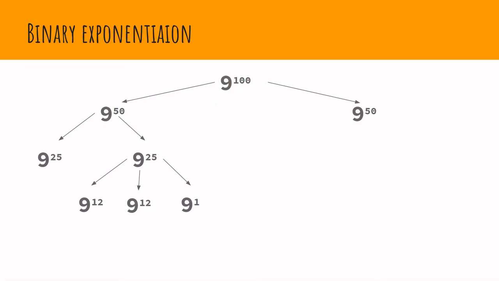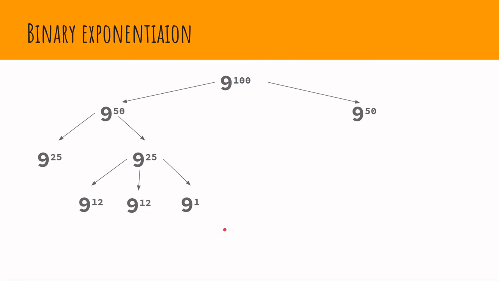Yes, we can definitely break this down recursively until it reaches 9 to the power 1. That task is up to you all. Try to find the total number of multiplication operations we will be needing if we use this method.